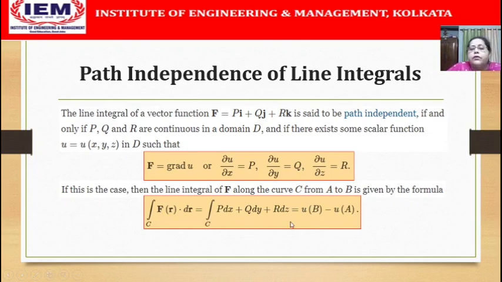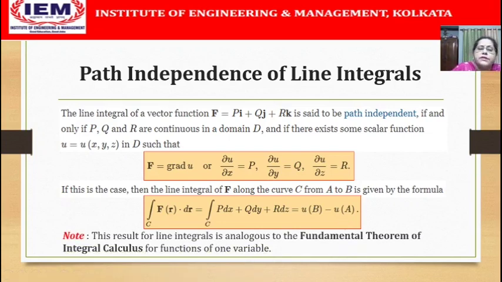We can easily observe that since P is del u del x, Q is del u del y, and R is del u del z, P dx plus Q dy plus R dz is nothing but du. And therefore, as we integrate du, we just get u from the point A to B. So this gives u(B) minus u(A). We may also note that this result for line integrals is analogous to the fundamental theorem of integral calculus for functions of one variable.